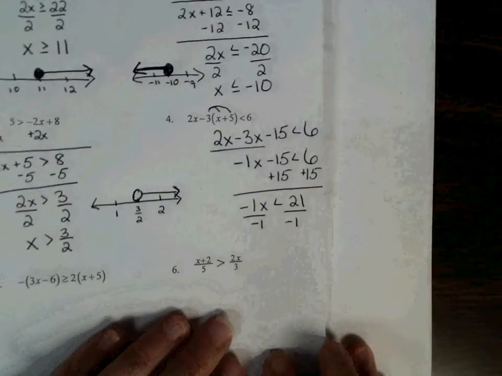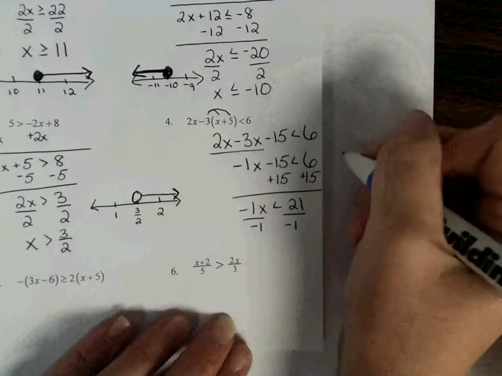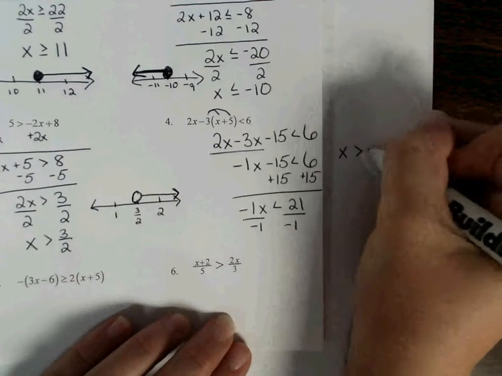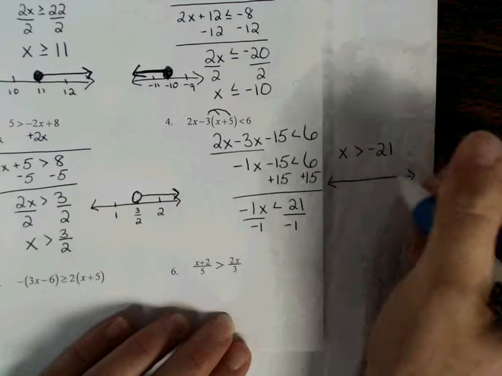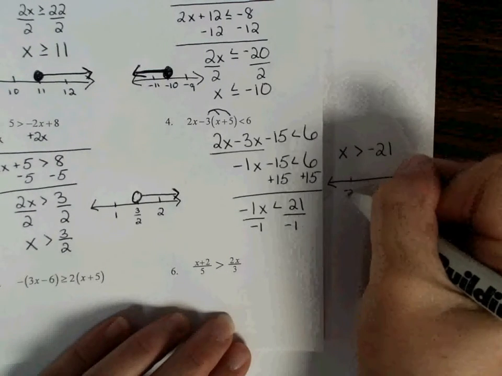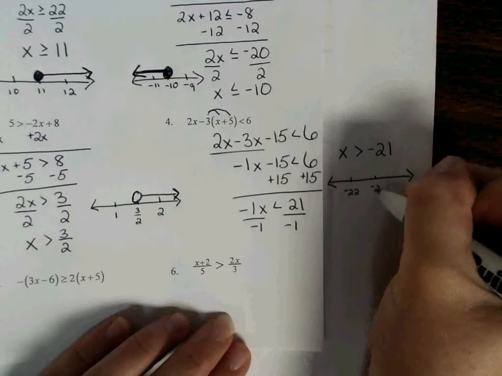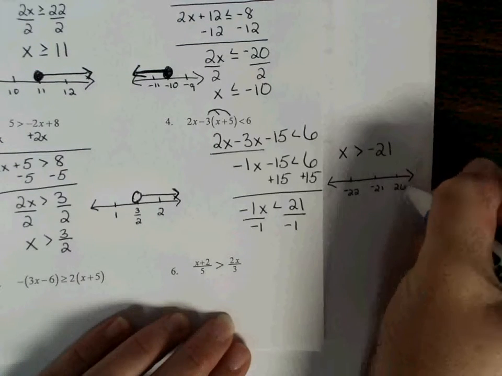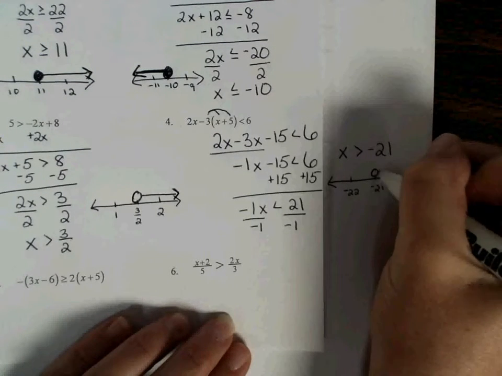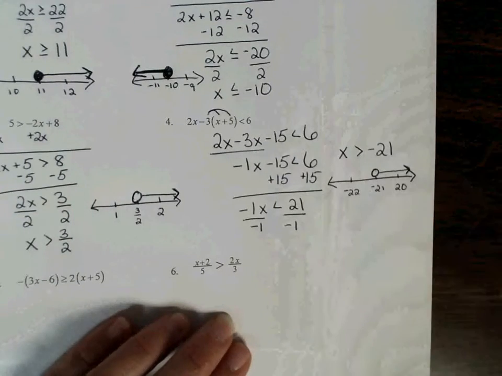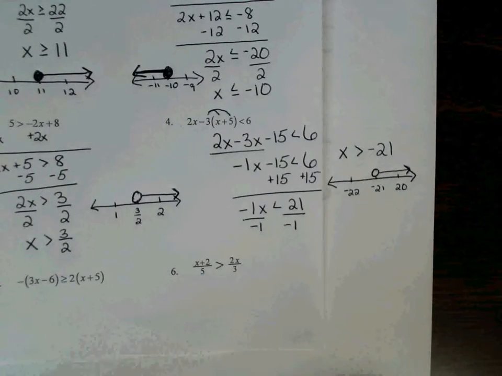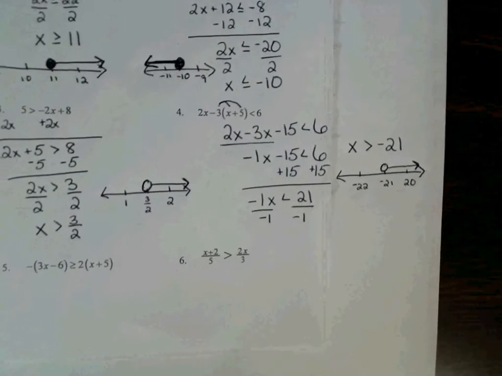And now I have to divide by this negative 1. Remember, when you divide by the negative 1, you have to flip your sign. So x is going to be greater than negative 21. On a number line, I will have negative 22, negative 21, and negative 20. Open circle, shading to the right.